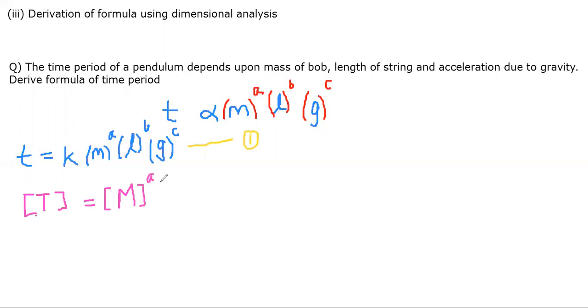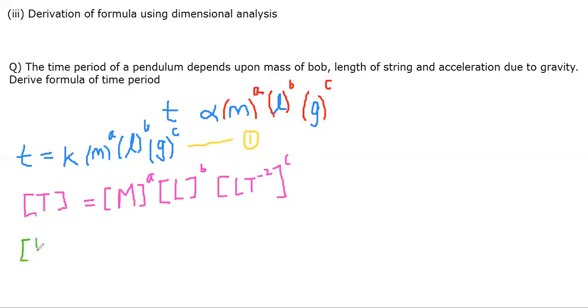The dimension of length is L only, so L to the power b. This is acceleration. The dimension of acceleration is LT minus 2, so LT minus 2 to the power c. So what I have done in this step is converted every quantity into its dimension. Correct? Now, you have to make the dimensions in one bracket only.